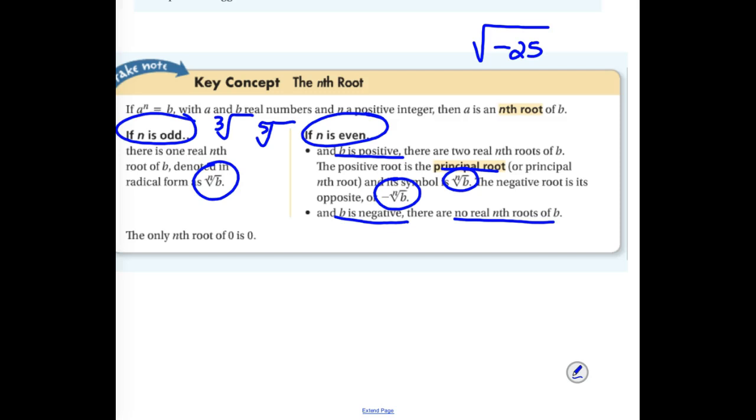Okay? So, odd roots, we get one answer out. Positive, negative, depends on what you started with. Okay? Even roots, we can get two answers out if we're starting with a positive number. We're going to get no real ones if we start with a negative number. The other piece, the only nth root of 0 is 0. You would never write plus minus 0.